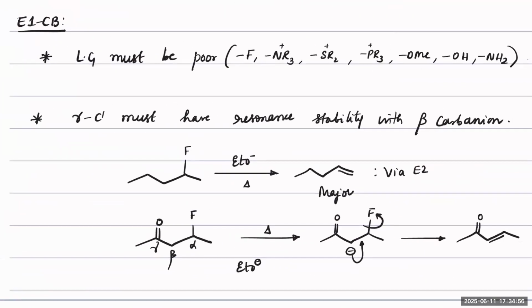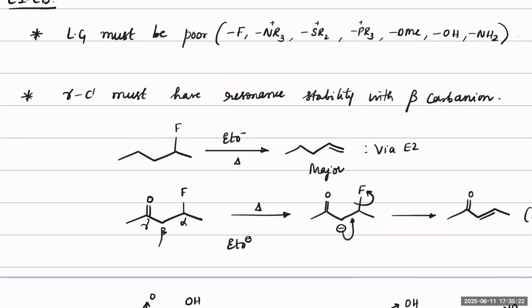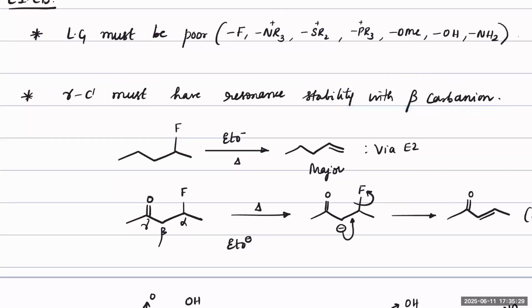Next, let us see the next mechanism, which is E1cB. E1cB is a case where you have a conjugate base forming as an intermediate. How does the mechanism happen? Here also the condition is it must have a weak leaving group. So whatever weak leaving groups I picked up just now, those are all going to be valid here. At the same time, along with that weak leaving group, at the beta position, the carbanion which is forming must be resonance stabilized.